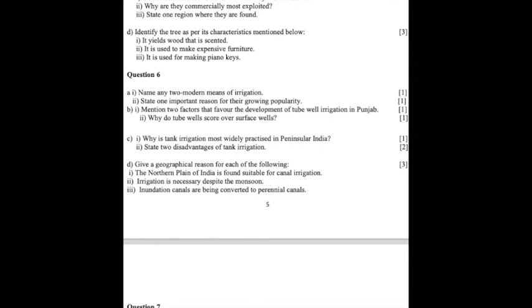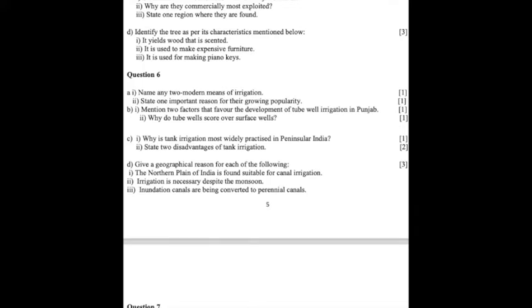Why is tank irrigation most widely practiced in Peninsular India? The terrain of the peninsula is very uneven, with many natural depressions where tanks can be easily set up. Rivers in the peninsula region are not snow-fed but rain-fed. Rain is an erratic factor, hence tanks are a requirement.